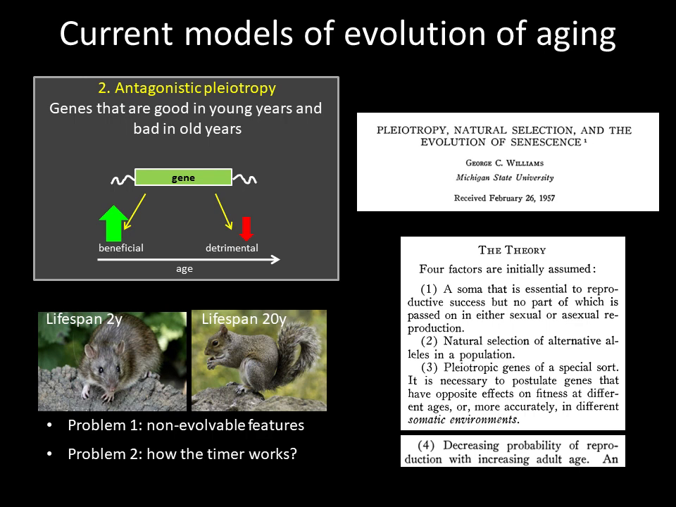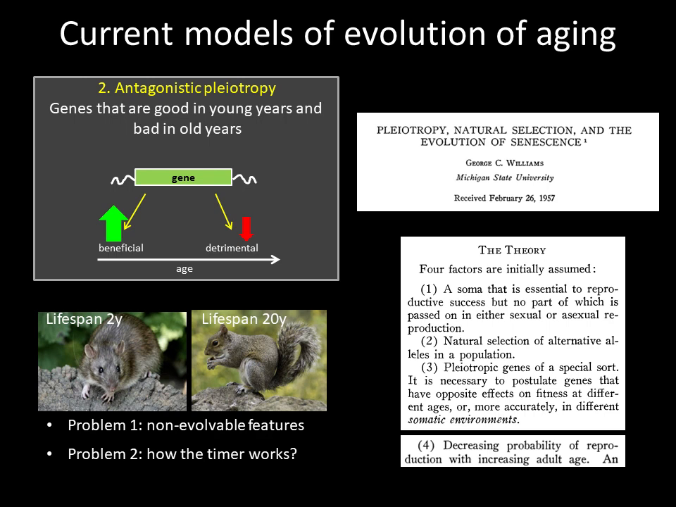The second problem is that with this third point, he introduces biological age, somatic environment, before he introduces aging. So this is a circular argument. There should be a timer in our bodies that this pleiotropic gene should look at and say, okay, should I play good or should I play bad? And it's not clear how this timer works.